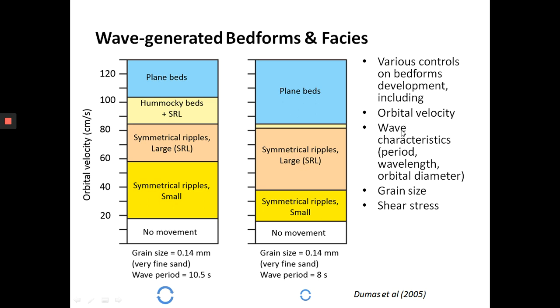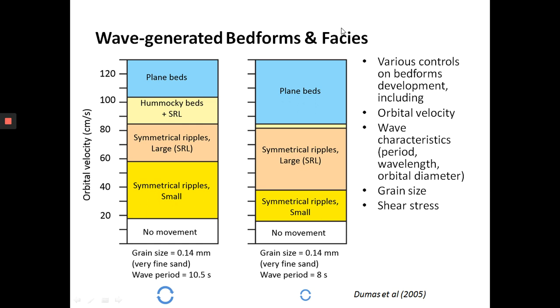And this includes things like the orbital velocity. It's just the velocity of the flow, right? And other wave characteristics like wave period, wavelength, and orbital diameter. And these characteristics actually express the size of the waves. If you have a longer wavelength, a bigger orbital diameter, a longer period, we're talking about larger waves. Also, grain size is an important characteristic, and also shear stress.